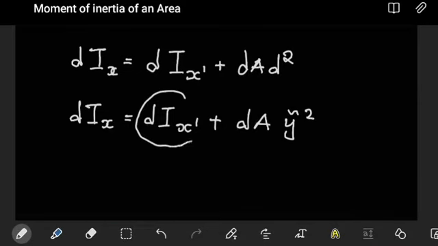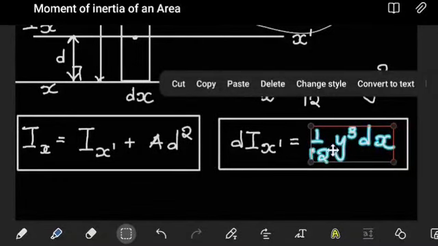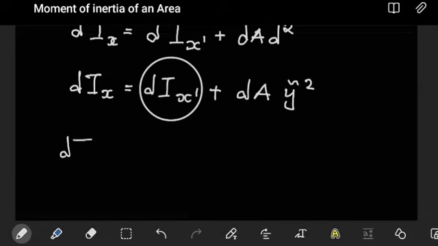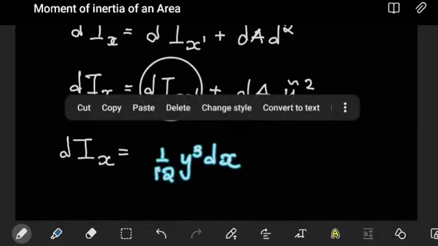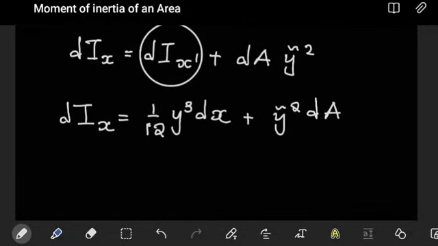Now, we have already seen what the differential moment of inertia about the centroidal axis is. We derived that and saw that it is given by this expression. So we can copy it and substitute it in this expression. So we now have the differential moment of inertia of that rectangular section, where we put this expression for the moment of inertia about the centroidal axis. The only thing that we now have to sort out is what y tilde is and what the differential area dA is.